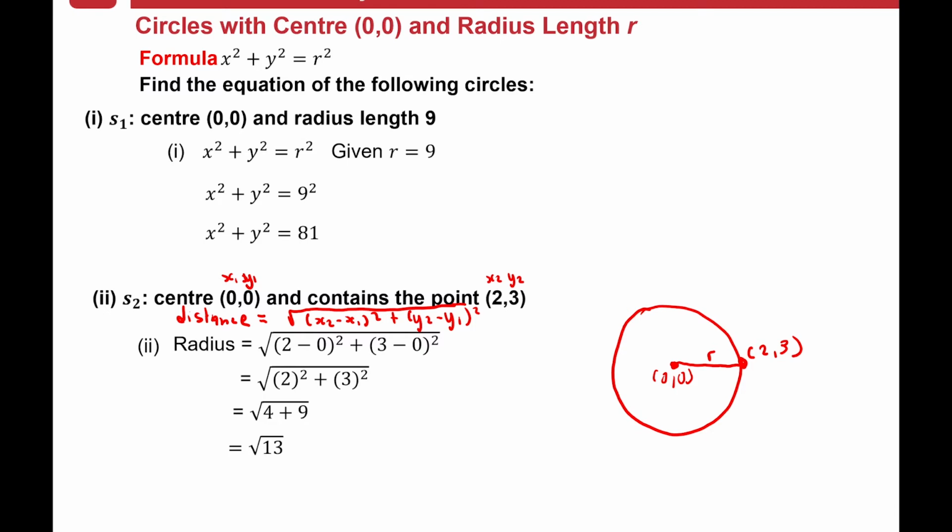Now that we've found our radius, we must substitute it into our equation for a circle. X squared plus y squared equals r squared. r is equal to the square root of 13. Substituting this in gives us x squared plus y squared equals the square root of 13 squared. Therefore, your equation of the circle is x squared plus y squared equals 13. Please pause and take down these examples.